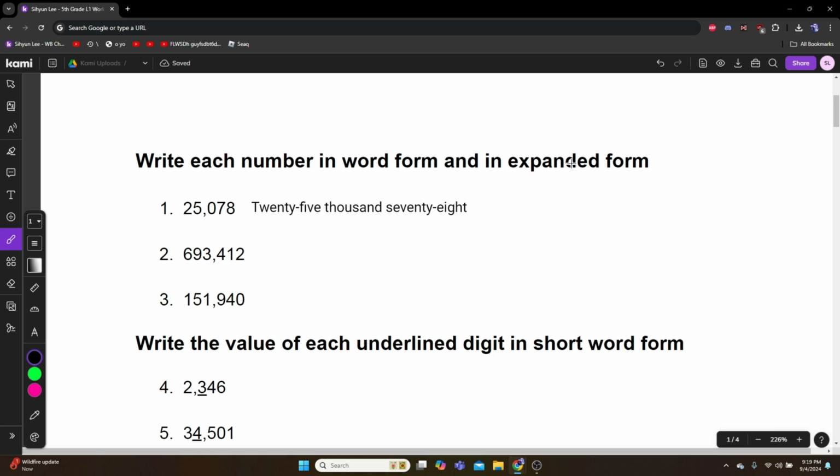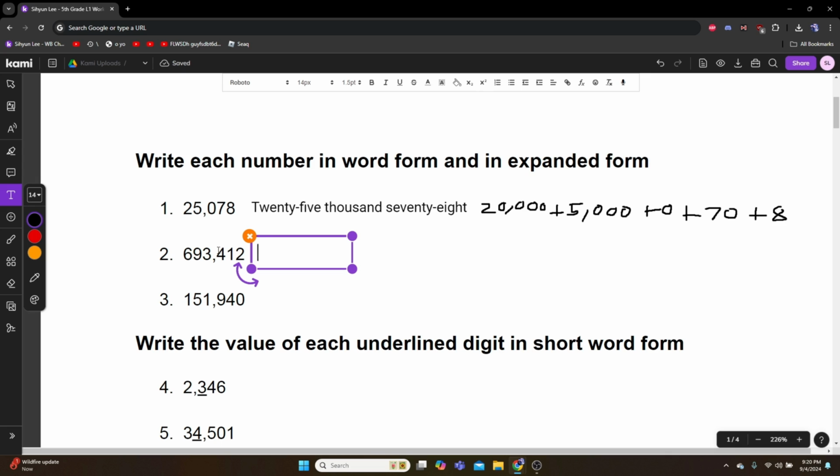And then to write this in expanded form, we would look at the left digit, which is 2, and we know that this is in the 10,000s, so this would just be 20,000 plus 5, which is 5,000, and then 0, so just 0, plus 7, which is in the tens, so 70, and then just plus 8.